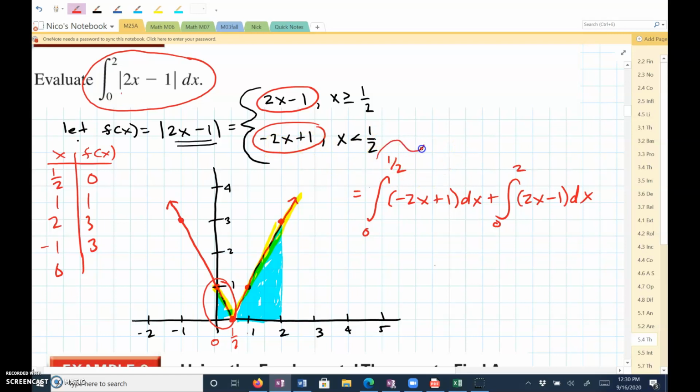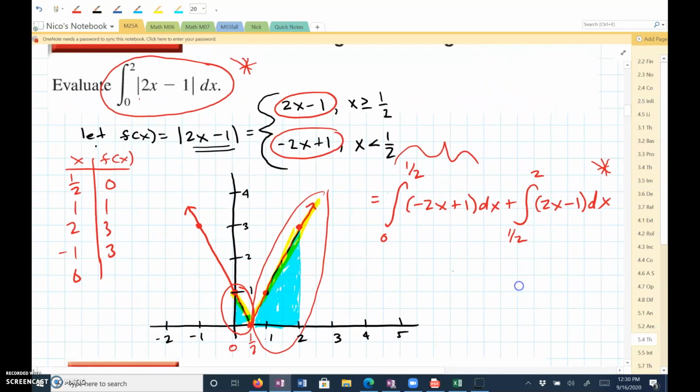So that's where I came up with this. And then, see, I did this wrong. This should be 1/2. And then from 1/2 to 2, the graph is going to be 2x minus 1. So this part of the graph. So hopefully that makes sense. It's going to be much easier to integrate these two integrals than the original one that I had. So let's go ahead and do that.